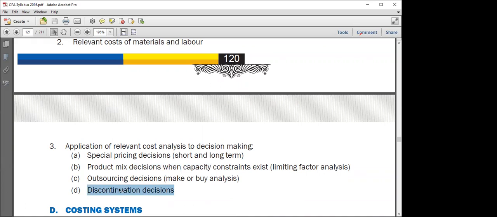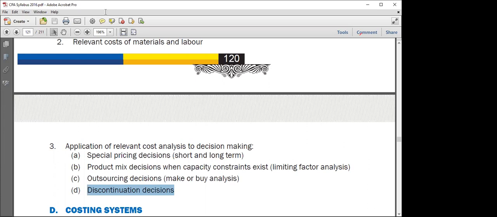Aspects of discontinuation decisions. Here you're looking at, let's say you have different branches and maybe one branch is not performing over the other. But also in the analysis, a branch may be making a loss because of the way you're calculating the profit on that given branch. Maybe there's an allocation of the head office cost that is bringing this branch to a loss. So we shall try to understand how we look at different segments of businesses and evaluate: if we discontinue this segment, what is our overall profit, or what kind of contribution does this segment that we want to discontinue bring to the overall organization? So we'll look at all those.